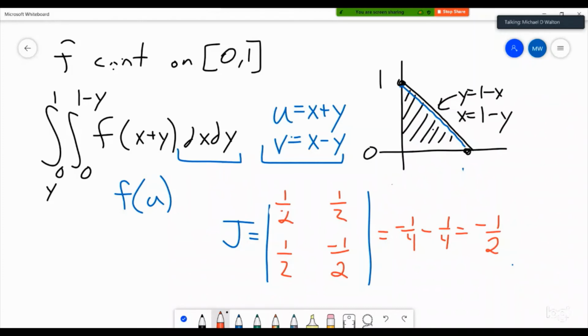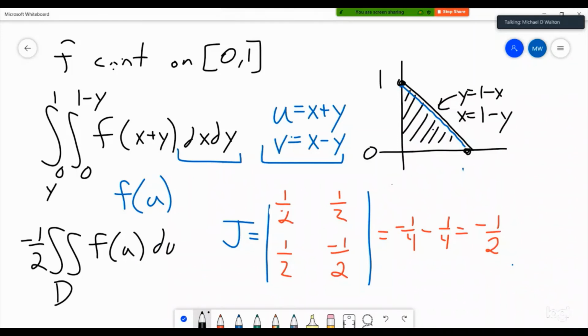And so what we get is this integral turns into whatever our domain is now in terms of x and y, then of f of u times a negative 1/2 du dv.